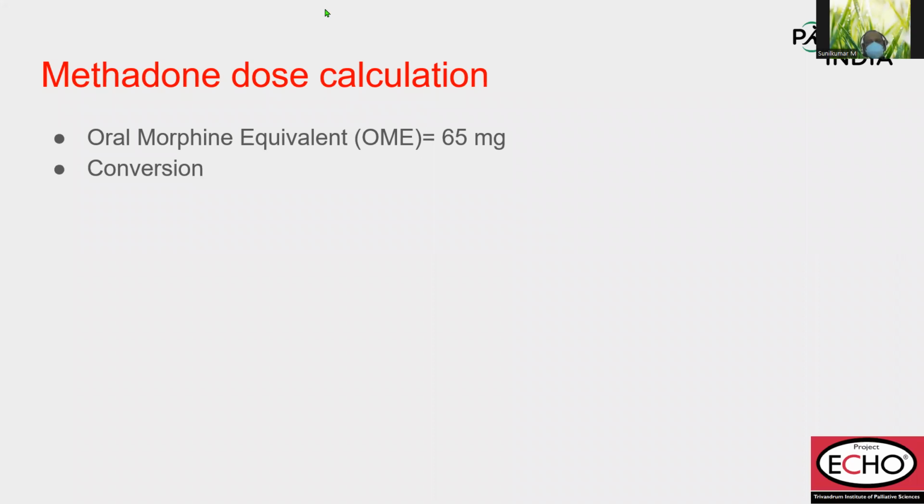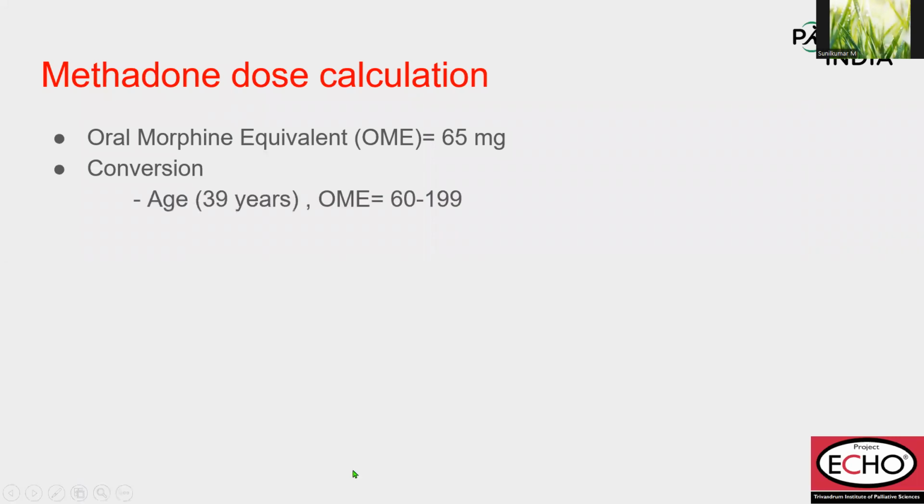Yeah, 1 milligram 12 hourly should be okay. Anybody else? What should be the conversion factor? We were told that if the patient is taking less than 60 milligram per day, you can start 2 milligram to 7.5 milligram per day. If the patient is taking 60 to 199 milligram, then the conversion ratio is 10 is to 1.